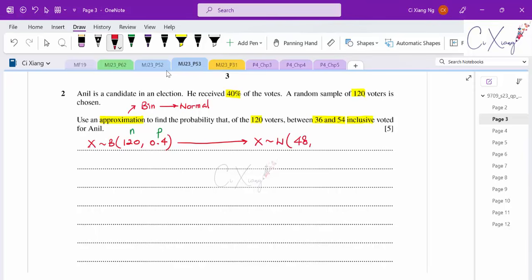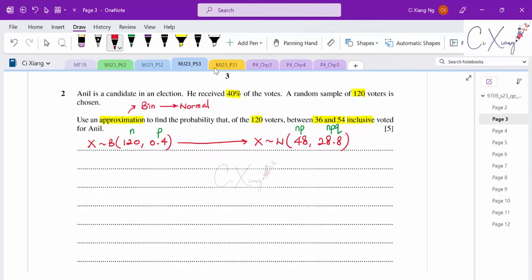The second parameter in the normal distribution should be the variance. To get the variance, the formula is npq, so n times p times q. q will be 0.6. And from here you get 28.8 for your variance. Just to recall, np is the mean, and the variance formula from binomial is npq.